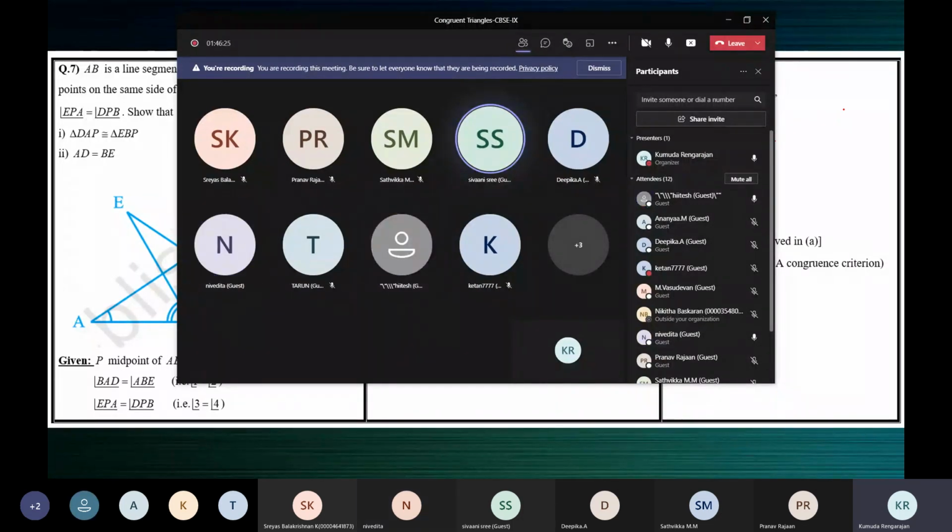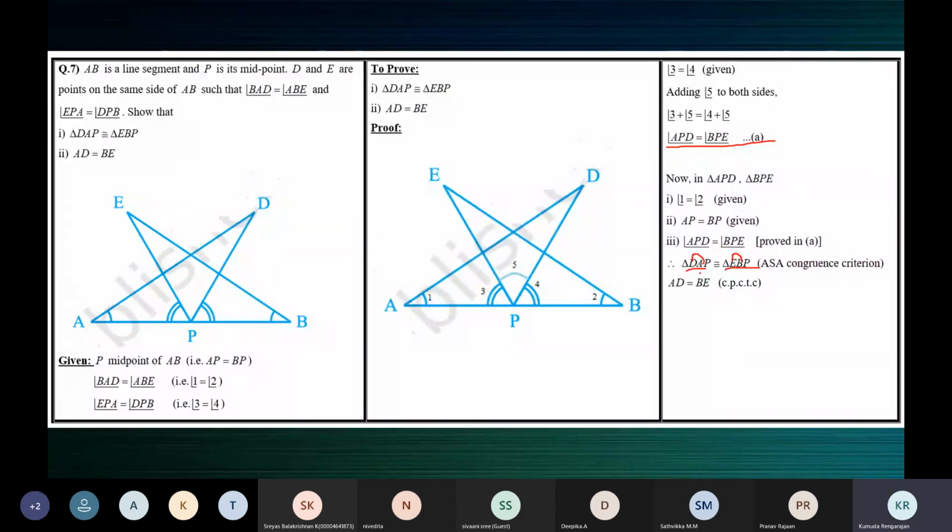Ma'am, we can write EPA is equal to DPB, ma'am. Is it right, ma'am? What, Kanishka? No, sorry, Shivani. What? EPA is equal to DPB, ma'am. But EPA, see, this is the triangle. Which is the triangle you've taken up? DAP, right? Yes, ma'am. See here, this is the triangle, correct? Yes, ma'am. If you write angle 3, but the angle is still here. This is the angle. How can you say only this little portion angle 3?